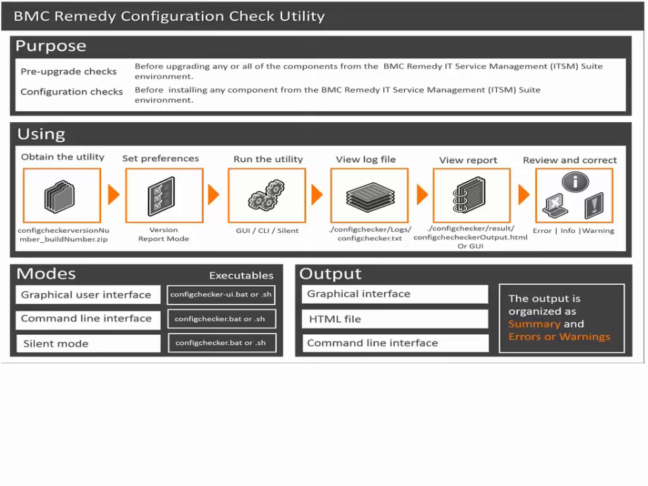But in case of silent or CLI mode, it outputs an HTML file which you can use to see what settings have a deviation from the standard values. And then you review this error, warning, or information, and then you correct them. And once it is done, then you run your installer.